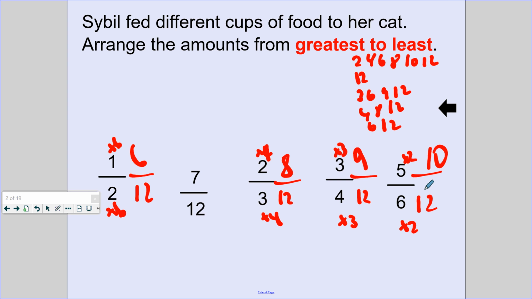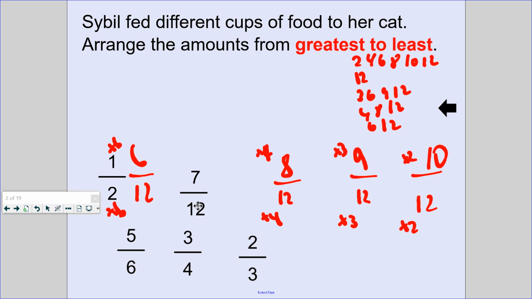Oh, wait. I didn't even read the direction. I am so embarrassed. It said put it from greatest to least. So 10/12 or 5/6, 9/12 or 3/4, 2/3 or 8/12, 7/12, and then 1/2, which is 6/12. Now it's from greatest to least. I didn't even read it. So make sure, that's a note to yourself, least to greatest or greatest to least, depending on the question.